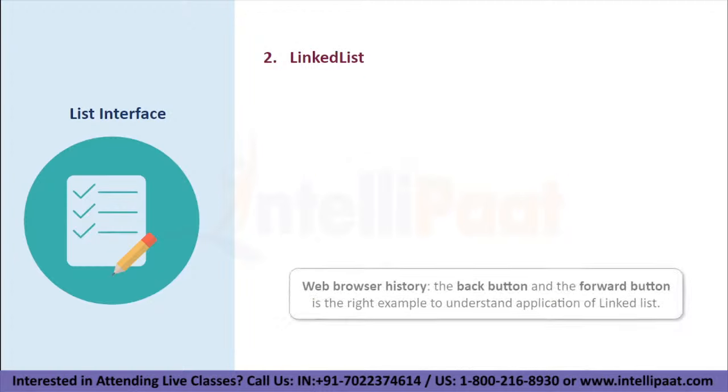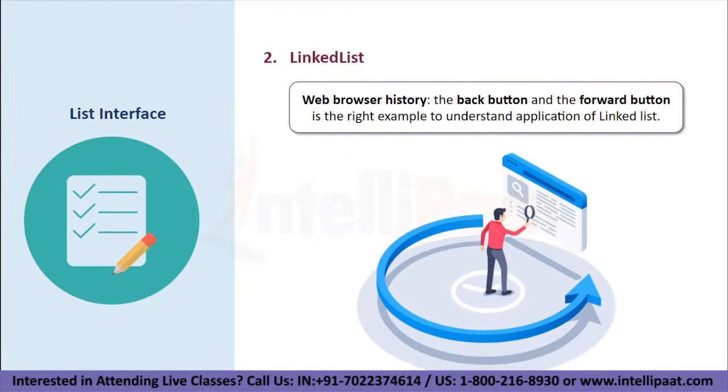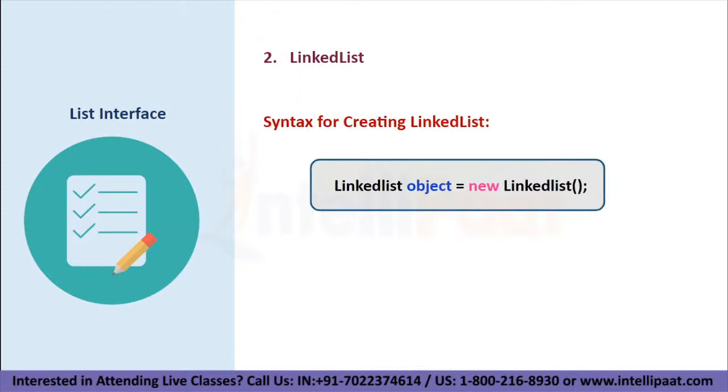Web browser history, the back button and the forward button, is the right example to understand how you can use linked list. The web browser history can traverse its way in both the backward and forward direction, just like the doubly linked list, because of their ability to store both previous and next stages. The syntax for creating this linked list is quite simple. You'll just have to write LinkedList object name equals new LinkedList and your instance of linked list will get generated. Next, we have vector.